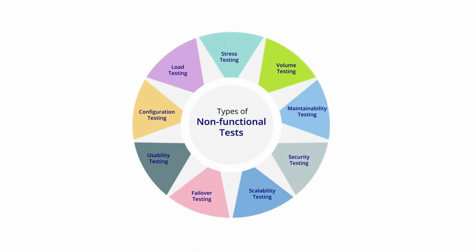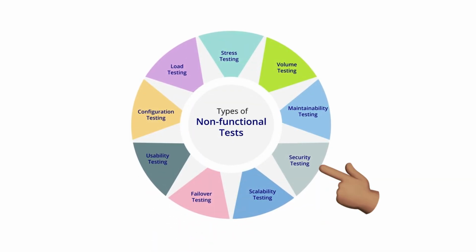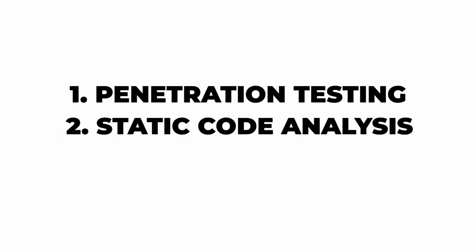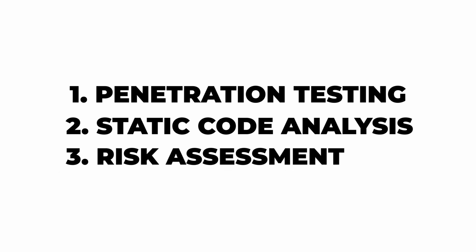Another example of non-functional testing is security tests. It checks for vulnerabilities, things like injection attacks, unauthorized access, or data leakage. For example, you'd want to test whether users can access documents they don't own or if someone can bypass authentication using forged tokens. Some techniques for security testing include penetration testing, trying to break into the system, static code analysis, finding weak spots in the code, and risk assessment, understanding potential threats.